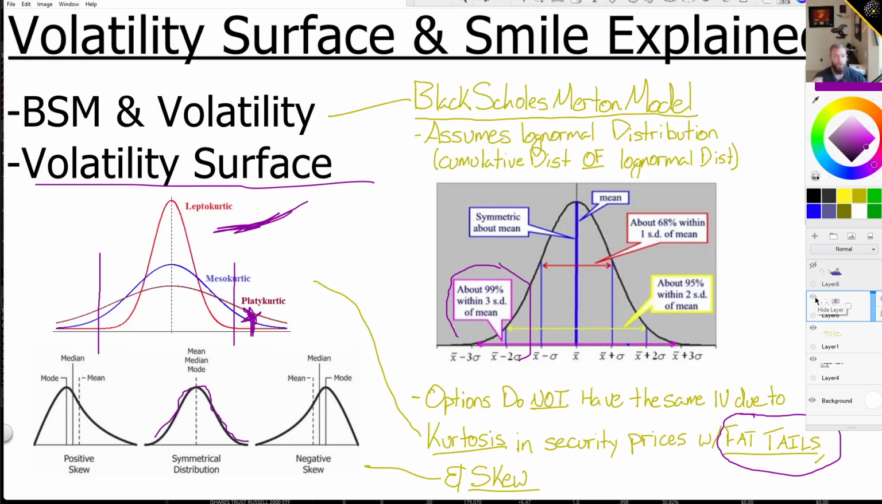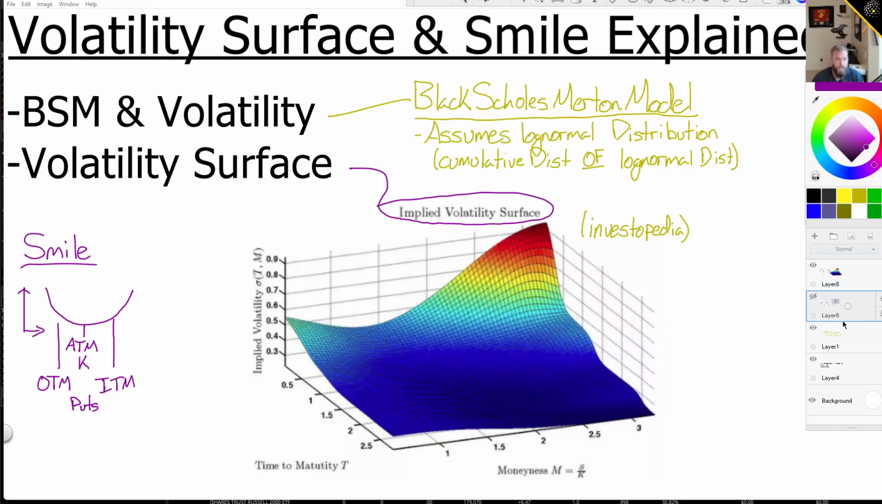So we now understand what the Black-Scholes model assumes. Now we also understand that that's not actually what the market exhibits. So let's talk about how we compensate. And what we use is the volatility surface and volatility smiles.